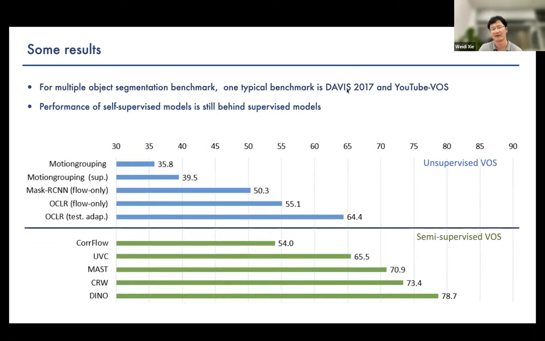Okay. And this is on Davis 2017. 2017 has multiple objects. And again, the unsupervised method, without using any manual annotation, the performance is over 64, which is pretty remarkable, I would say. And the performance keeps going up nowadays. But still, we have to admit that it's still a little bit behind the supervised models.